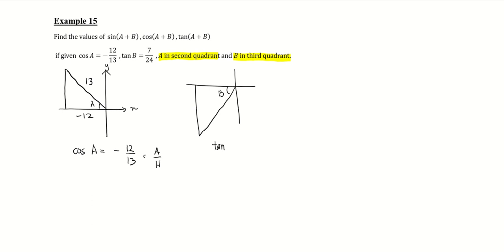Also the same for tangent B. So tangent B is negative 7 over 24, and tangent is opposite over adjacent, so the opposite is 7 and the adjacent is 24, or to be exact, this is negative 7 and this is negative 24. Because if the value is at the left on the x-axis, it must be negative, and also for the y-axis, below the x-axis it is negative.